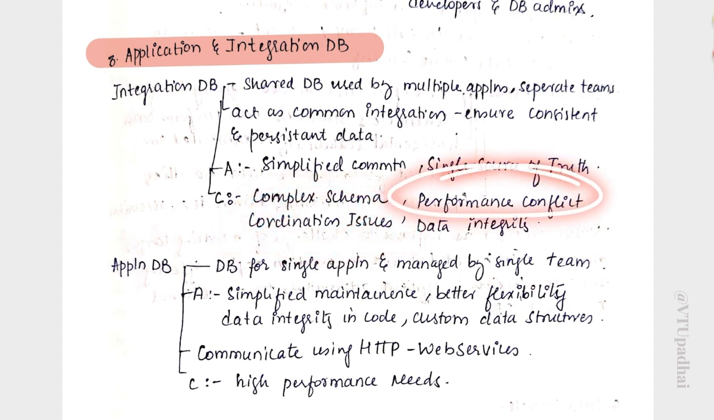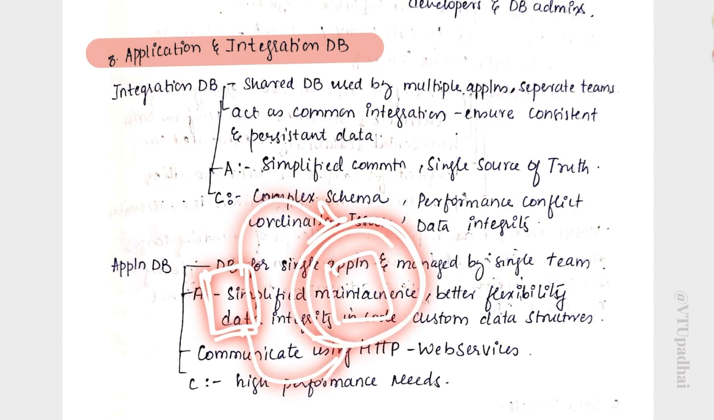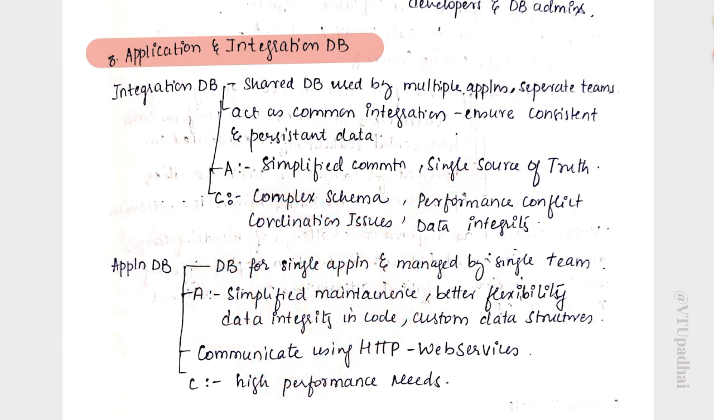Next, we have performance conflict. That is optimization. If you're trying to optimize one application, it might impact the other application also, or it might slow down the other application, right? So thereby performance conflict could also happen.